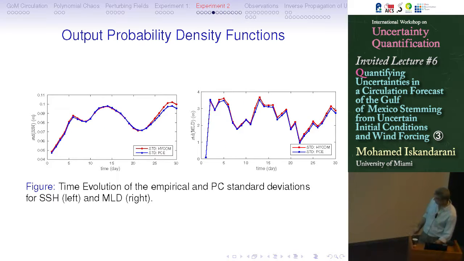And this is their time evolution. All you need to do this is have a lot of storage, so you can do all this offline analysis. And you see the accuracy of the empirical estimate of the standard deviation compared with the polynomial chaos estimate of the standard deviation. They remain very close up to day 30. The errors are negligible.